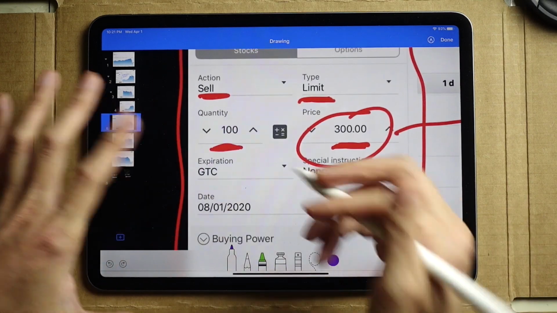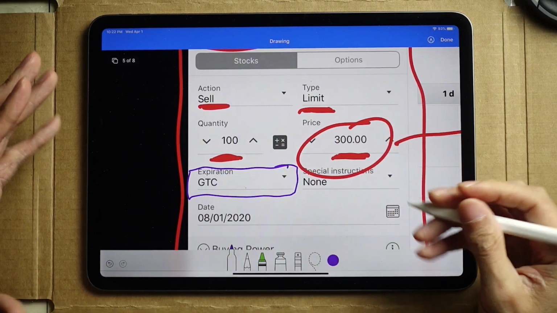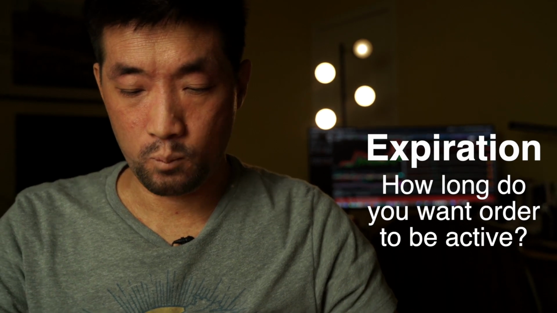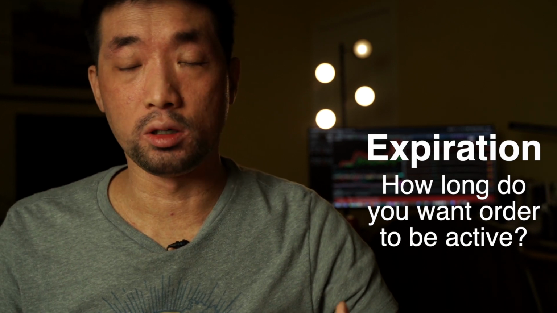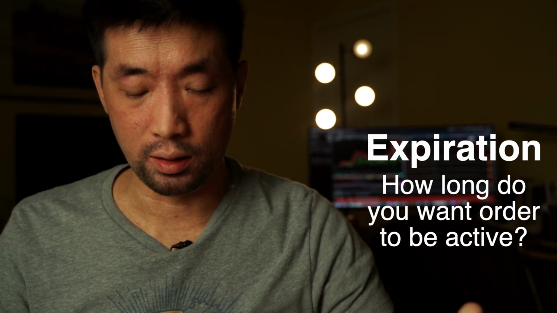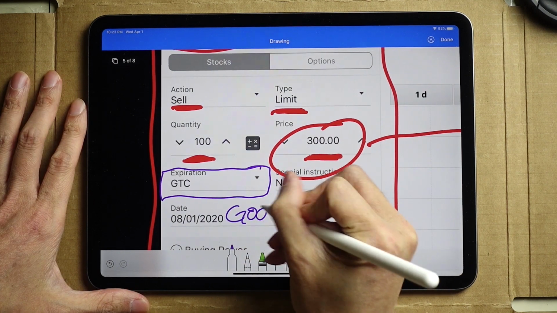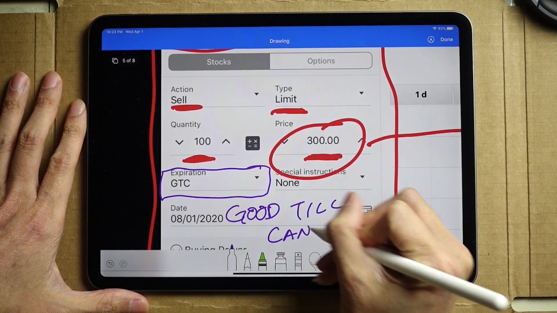And finally, I want to point out one last component of your order ticket when you're submitting the sell order, and that is this box right here called Expiration. Expiration means if you want this sell order to just last for the day, or do you want it to last indefinitely? In this order, I have chosen good till canceled.